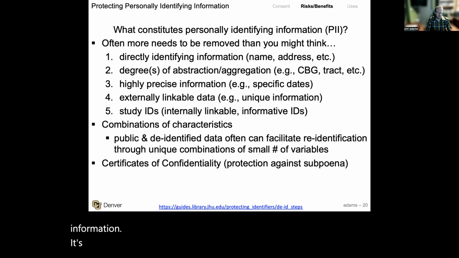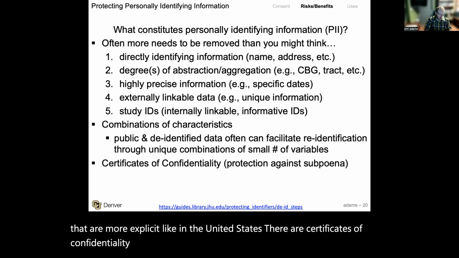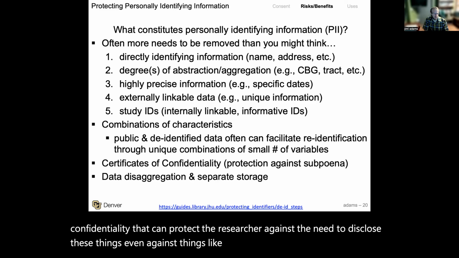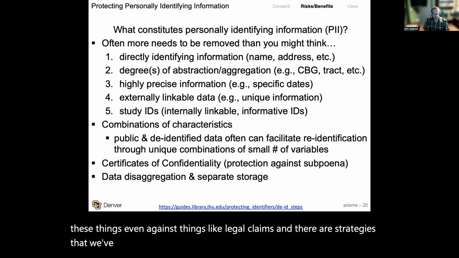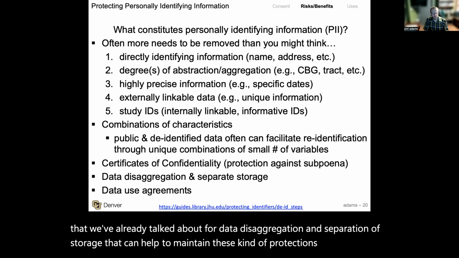It's also worth noting that there are strategies for maintaining this that are more explicit. Like in the United States, there are certificates of confidentiality that can protect the researcher against the need to disclose these things, even against things like legal claims. There are strategies that we've already talked about for data disaggregation and separation of storage that can help to maintain these protections against PII being released as well.